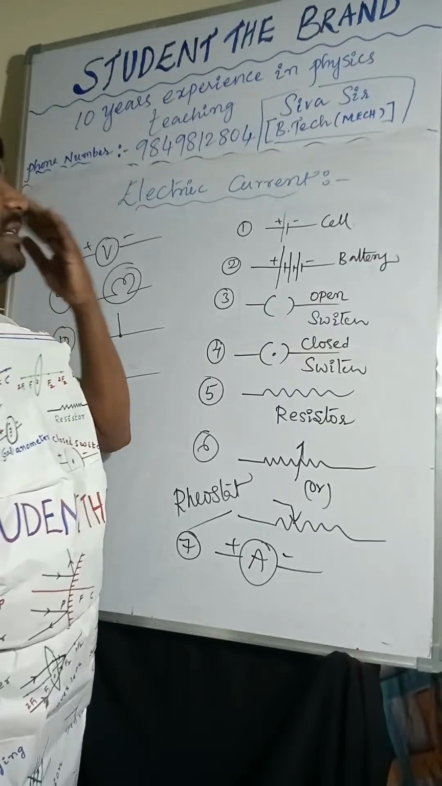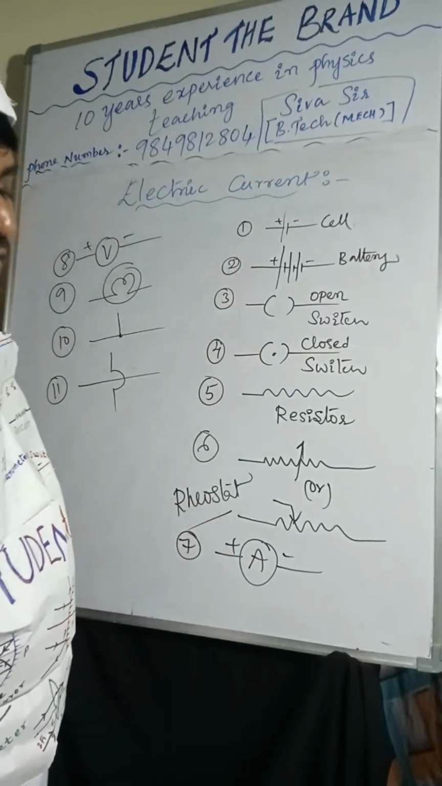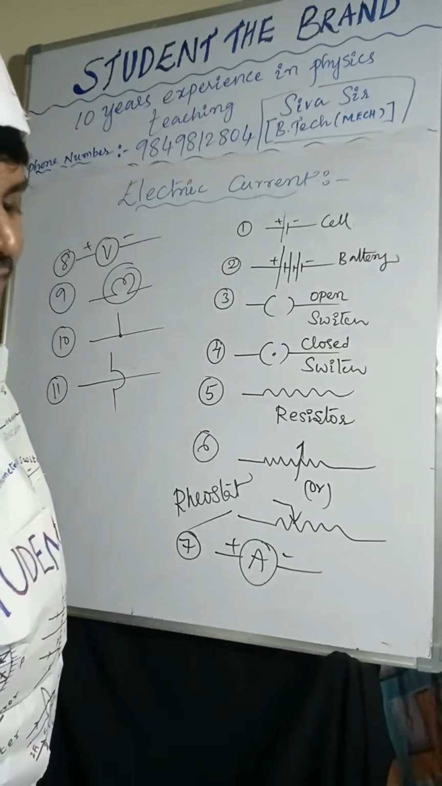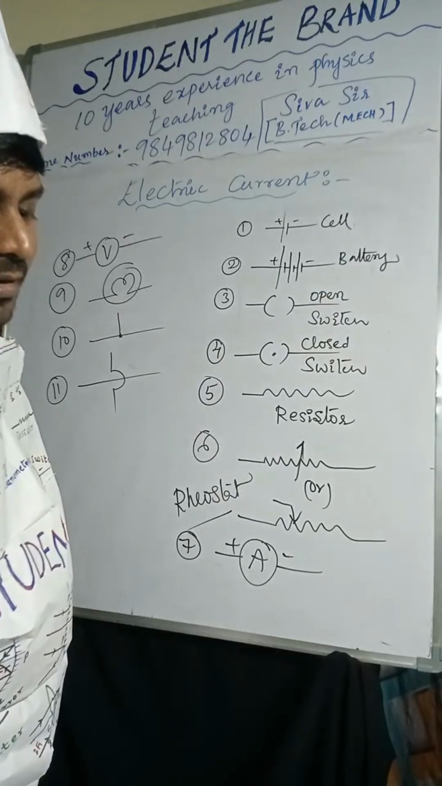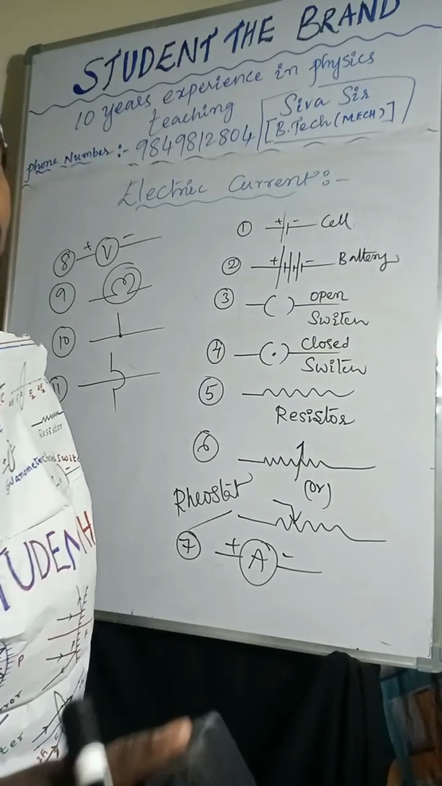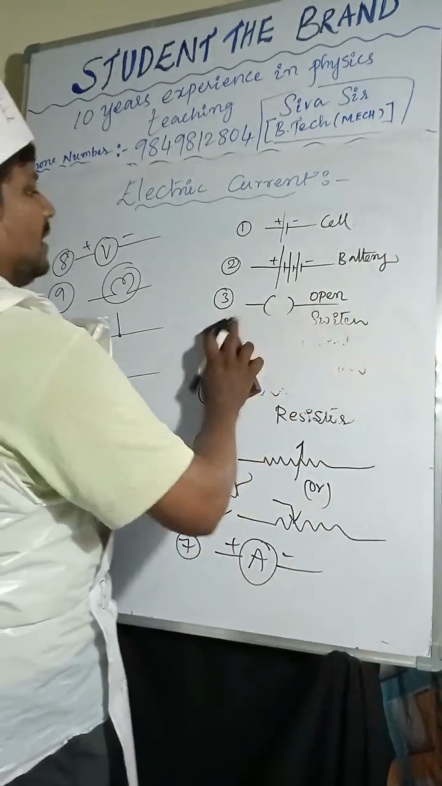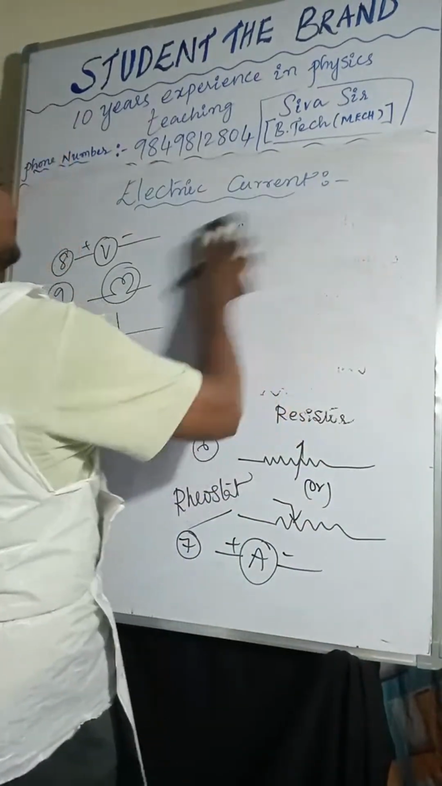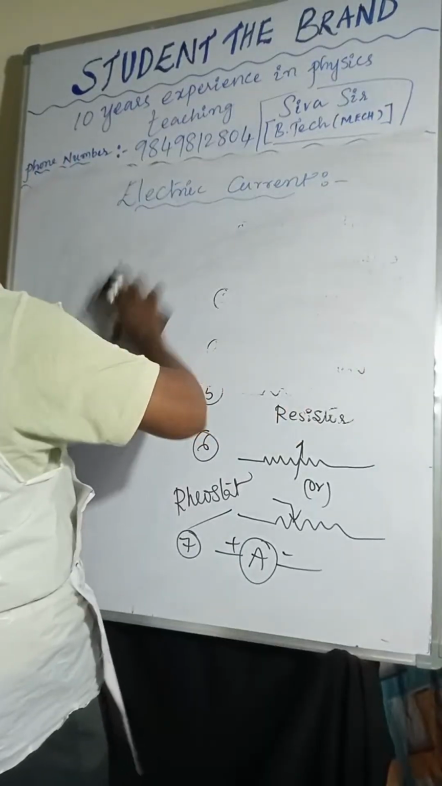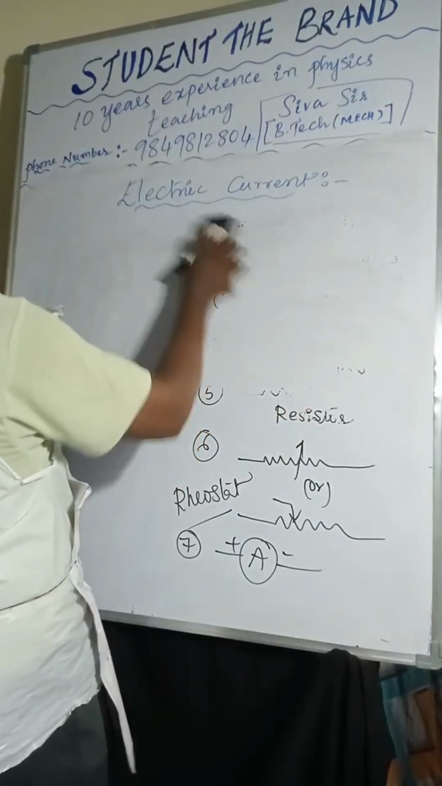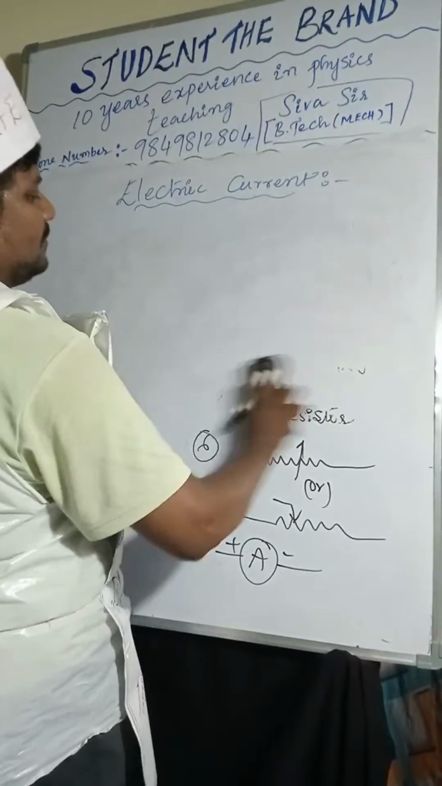So now we can discuss electric circuit, a continuous and closed path of an electric current. A continuous and closed path of an electric current is known as an electric circuit. Okay, so now we are going to the next one.